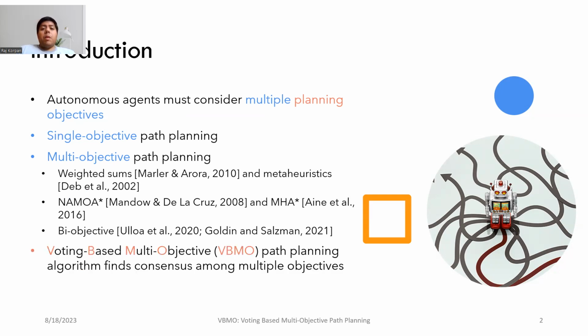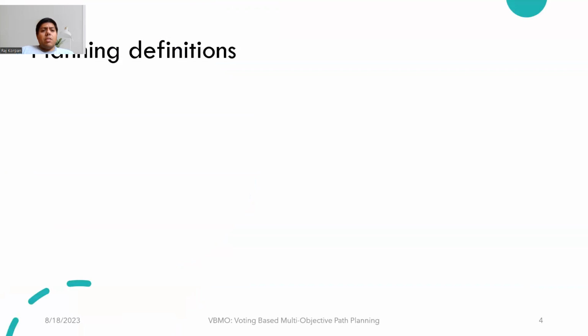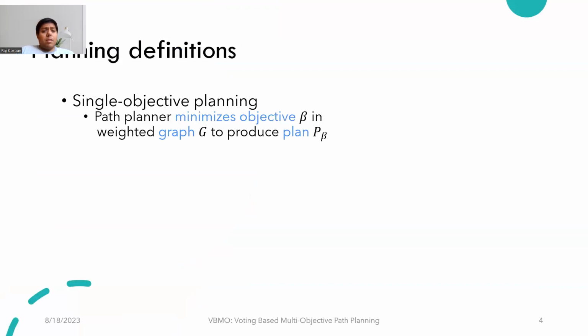Here I present VBMO, voting-based multi-objective path planning, where the algorithm tries to find consensus among multiple objectives and is guaranteed to produce a Pareto optimal plan. The thesis of this work is that voting provides a more efficient way to balance multiple objectives. So let's start with some definitions.